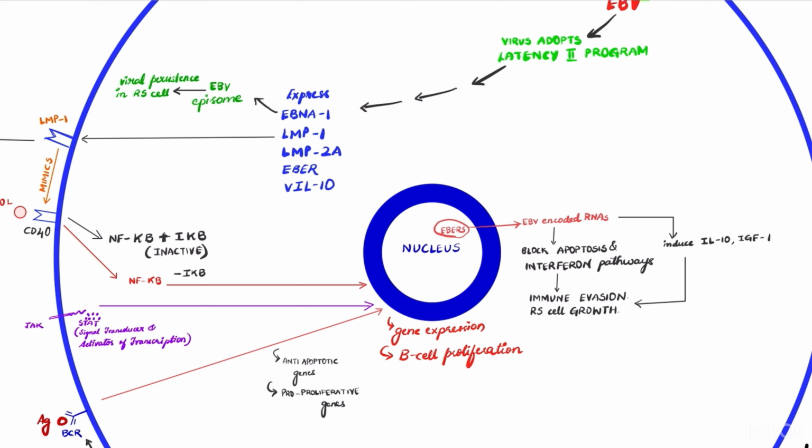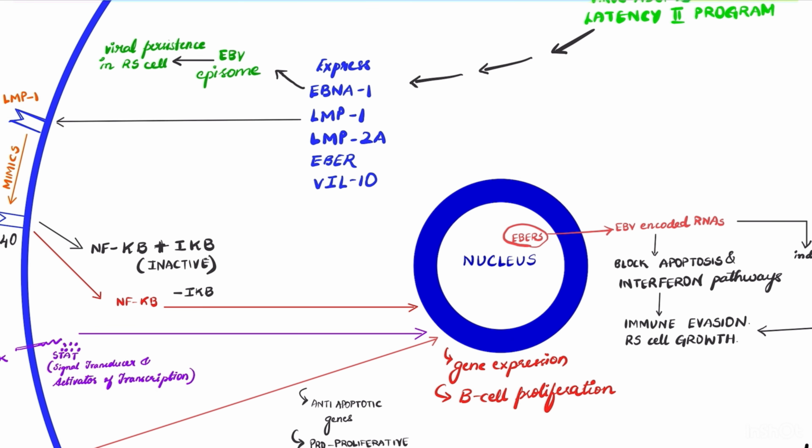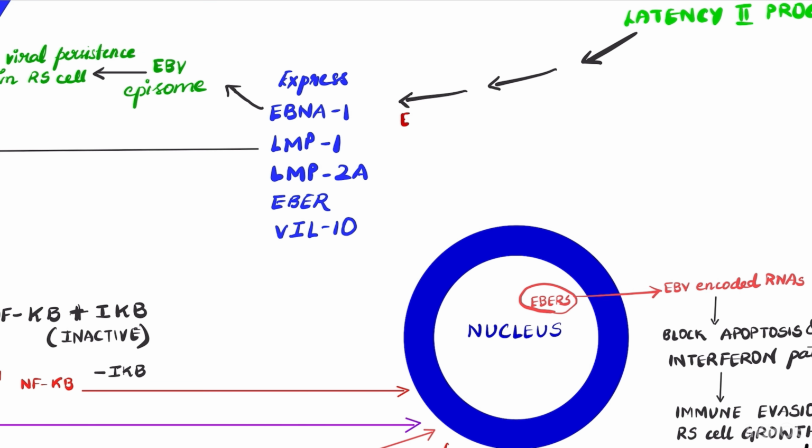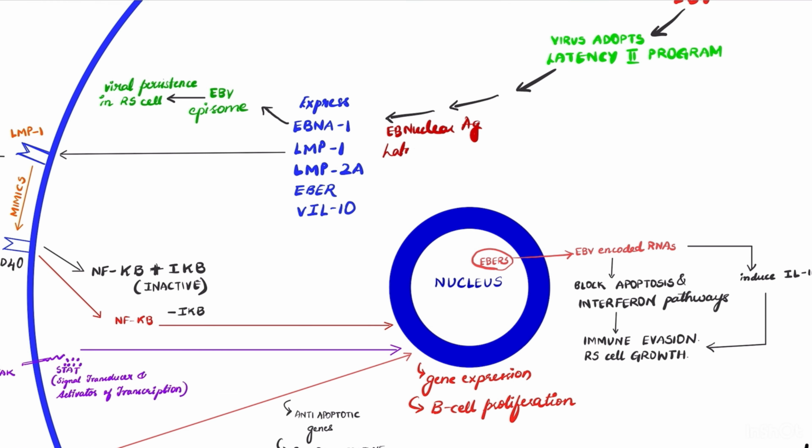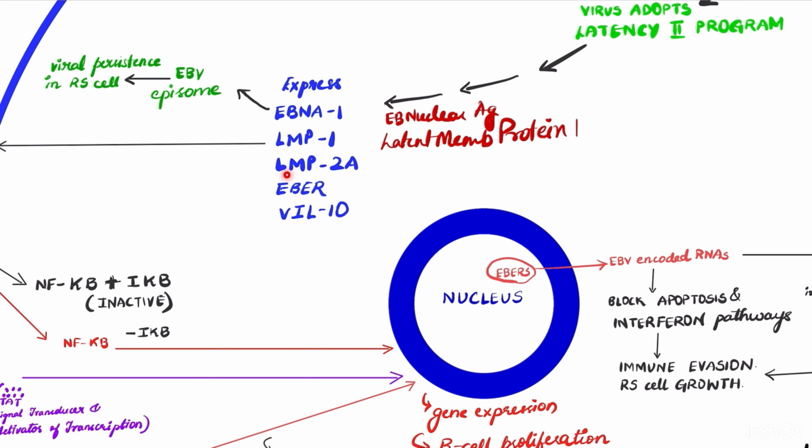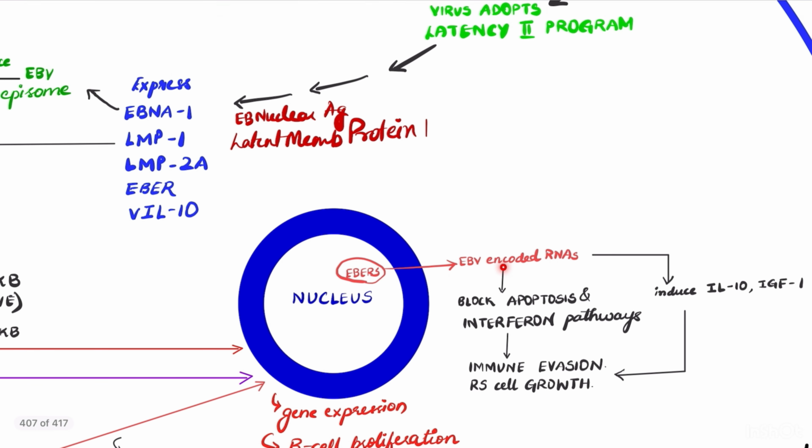So it adopts this latency 2 program during which it expresses EBNA1, that is Epstein-Barr nuclear antigen, and LMP1, that is latent membrane protein 1, and LMP2A, that is latent membrane protein 2A, and EBER, that is Epstein-Barr virus encoded RNAs, and finally vIL-10, that is the viral interleukin 10. These are produced by this virus.